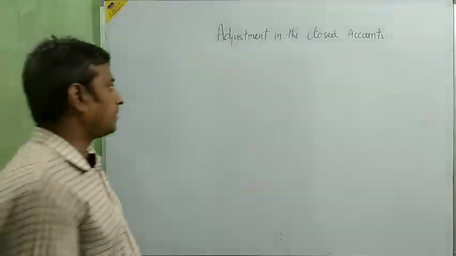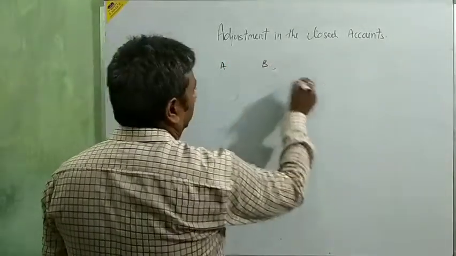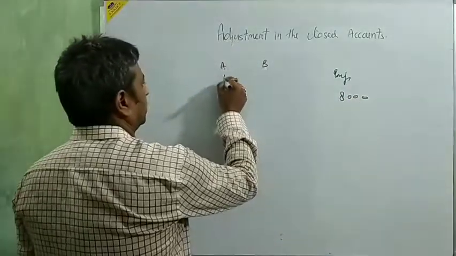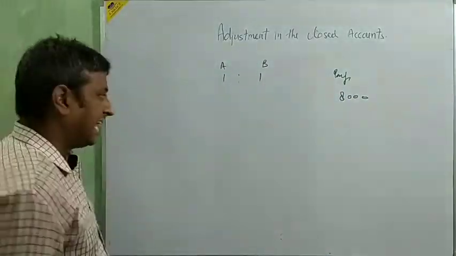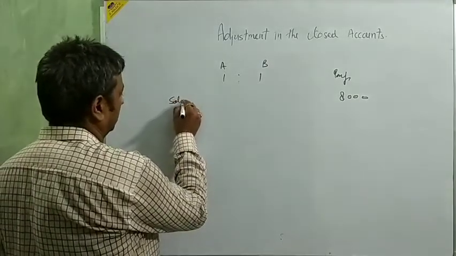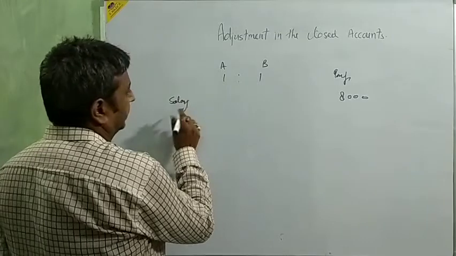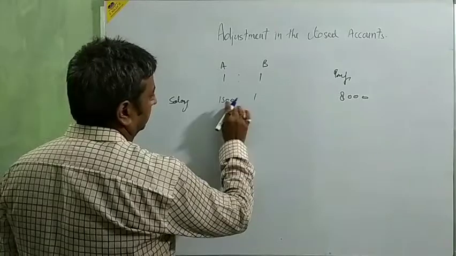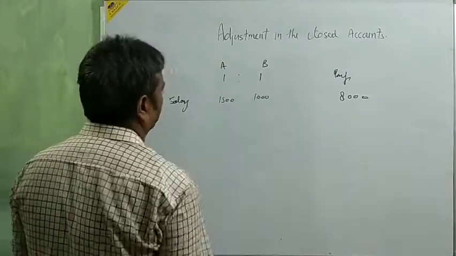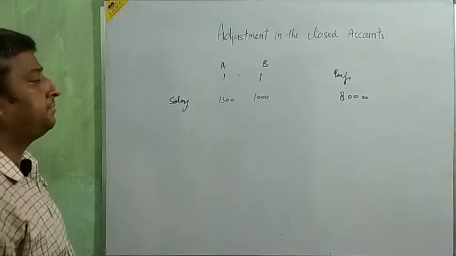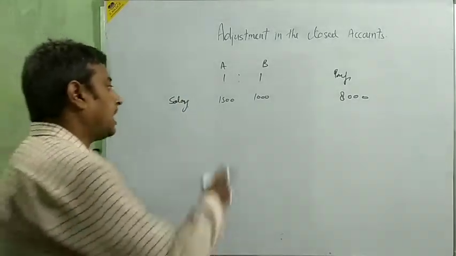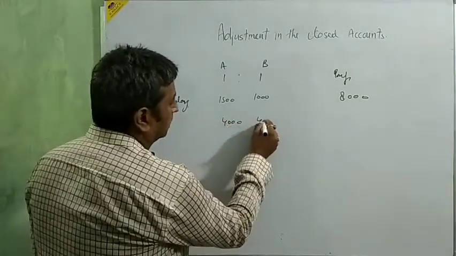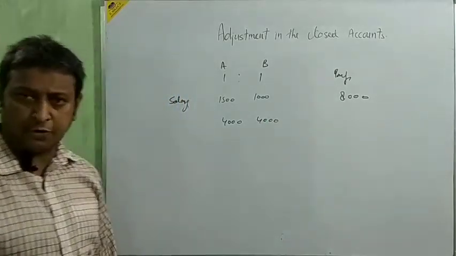Just see, if A and B are the partners and the profit is 8,000 and their ratio is 1:1, and the salary is 1,500 and 1,000. Without providing this salary, if you distribute that profit, then it is 4,000 and 4,000, right? 4,000, 4,000.